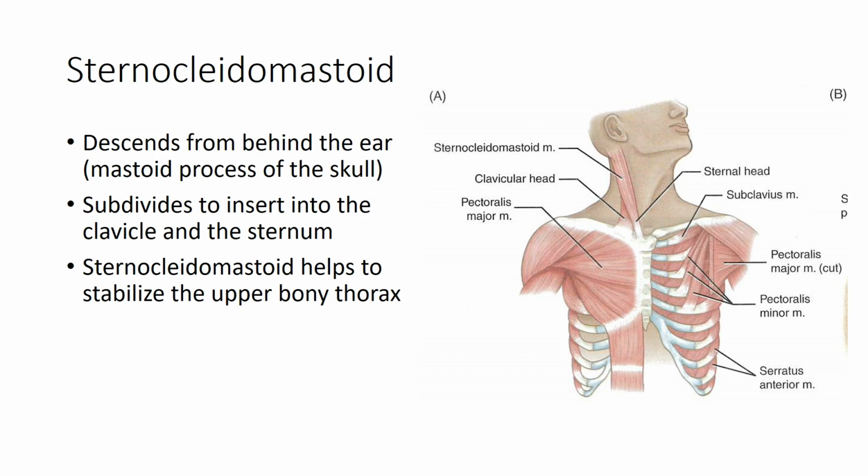So the sternocleidomastoid name comes from the combination of the sternum, the clavicle, and the mastoid process. This is one of our stabilizing muscles for the upper thorax. So when this muscle is contracted, it helps hold the sternum and the clavicle in place for the action of other muscles.